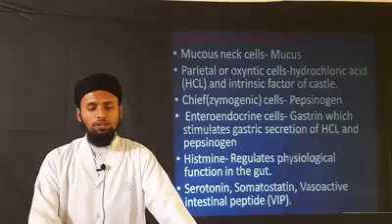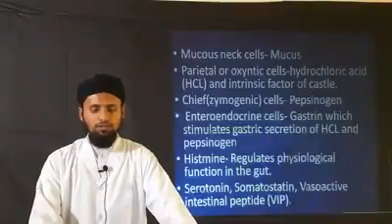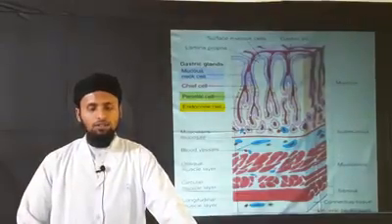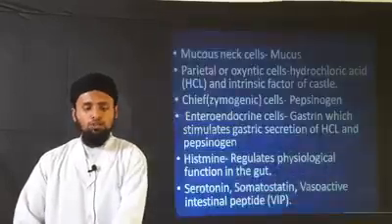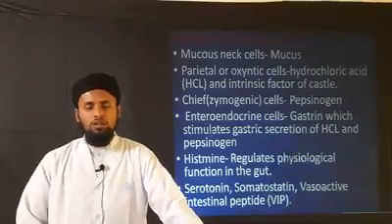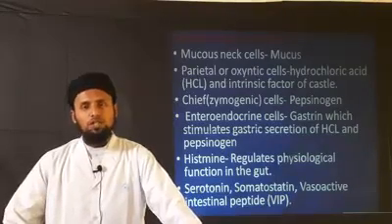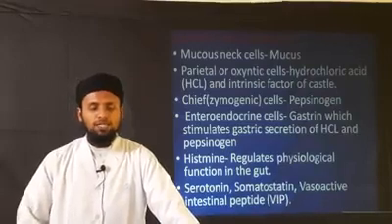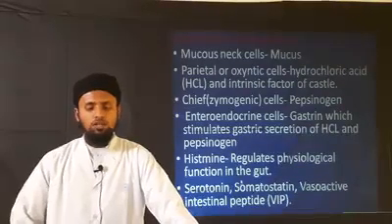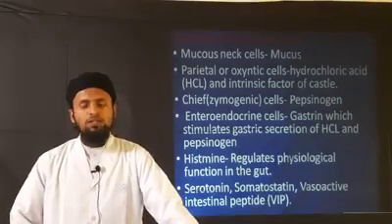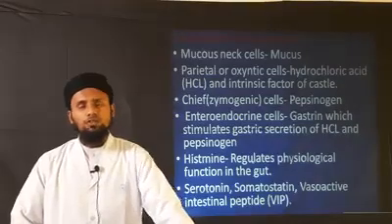Now, enteroendocrine cells. Enteroendocrine cells, see the figure, these enteroendocrine cells. Enteroendocrine cells secrete gastrin, which stimulates gastric secretion of hydrochloric acid and pepsinogen. Besides, histamine, serotonin, somatostatin, vasoactive intestinal peptide. Histamine regulates physiological function in the gut.